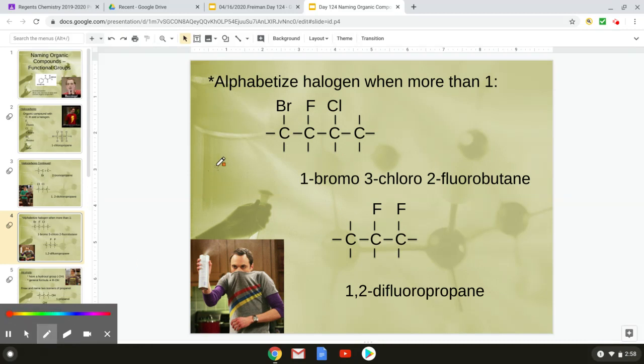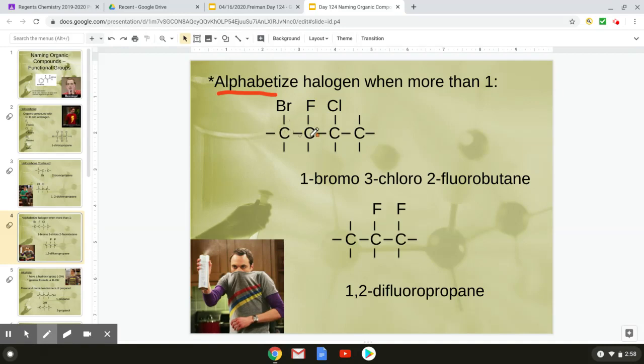So things will get a little more difficult for you in that you do need to memorize that whenever we name these kinds of organic compounds, we have to alphabetize the halogens if they're in there, or the special groups. So we're going to put them in alphabetical order.